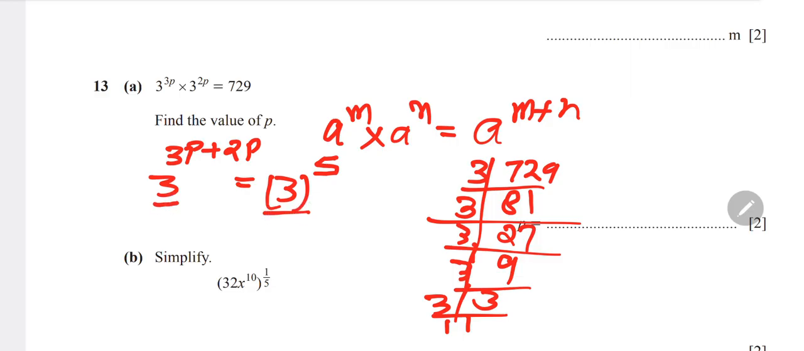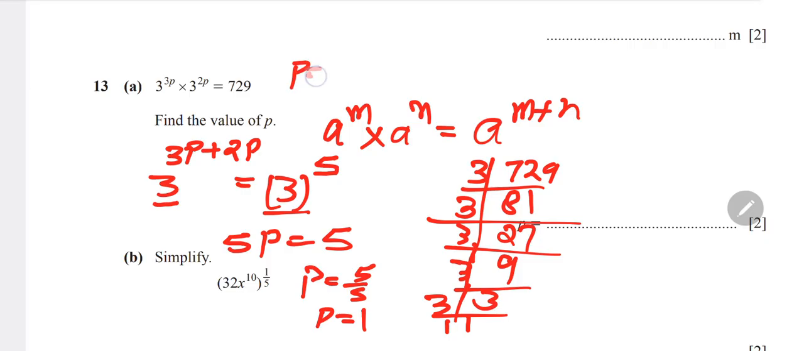So 3p plus 2p becomes 5p. So 5p is equal to 5, or p is equal to 5 over 5, which is equal to 1. So the value of p in this question is 1. So we get the answer as 1.